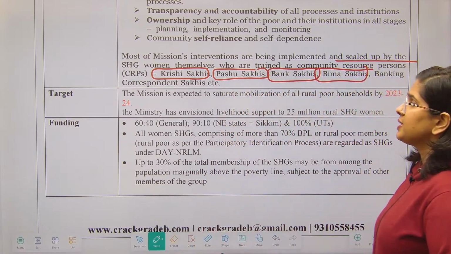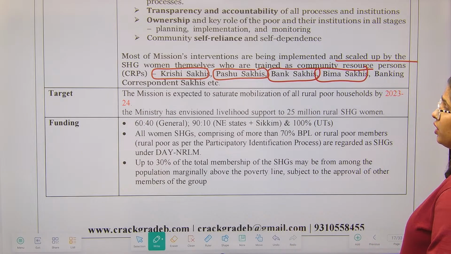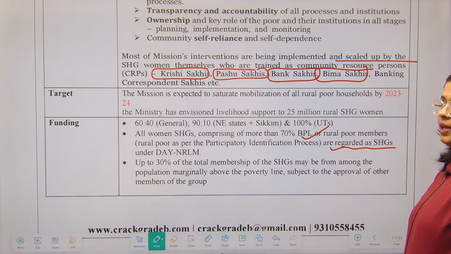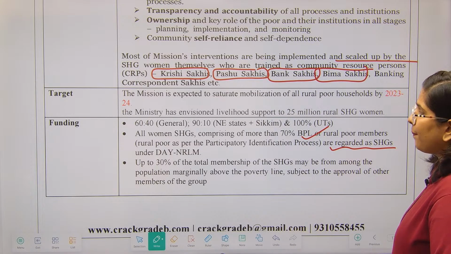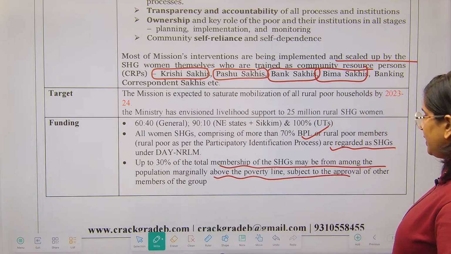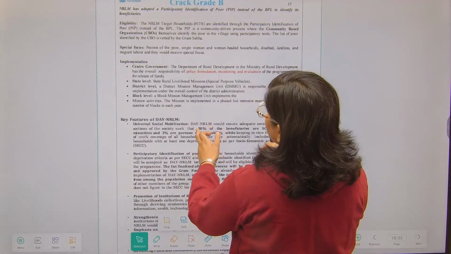Now what is the funding? 60-40 general, 90:10 for the northeastern states and Sikkim, and 100% for the UTs. All women self-help groups comprising more than 70% below poverty line or rural poor members are regarded as self-help groups under the Deen Dayal Upadhyay National Rural Livelihood Mission. Up to 30% of the total membership may be from the population marginally above the poverty line. So these are the things: 70% for the BPL and the rest of the people can be from the above poverty line section as well. So there is no requirement that सारे के सारे जो हैं BPL category से ही हों.